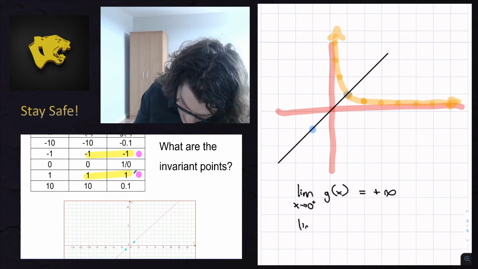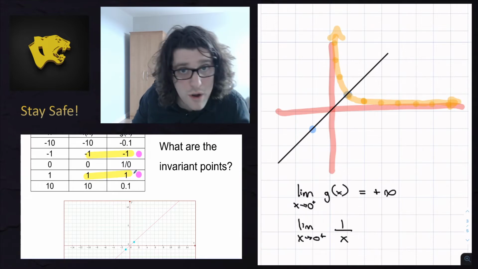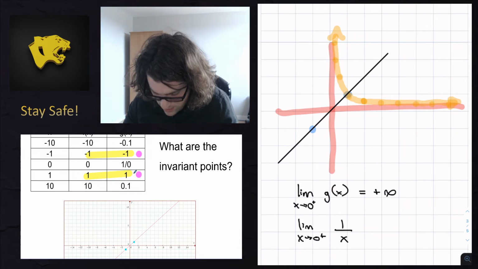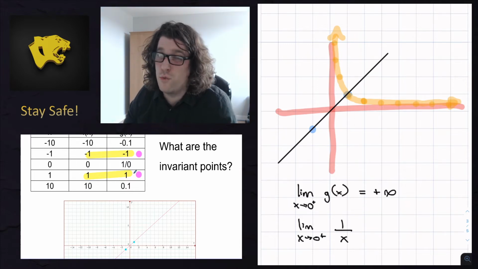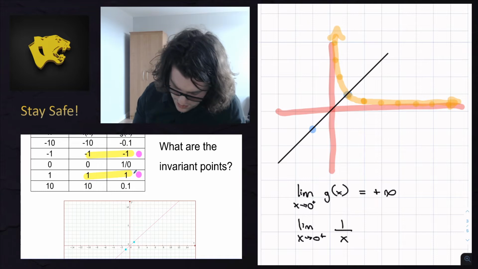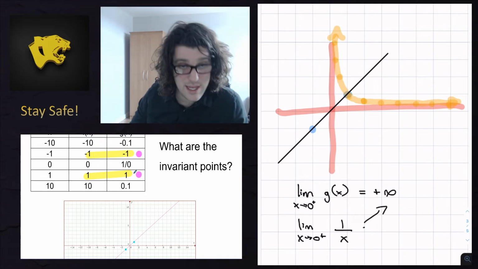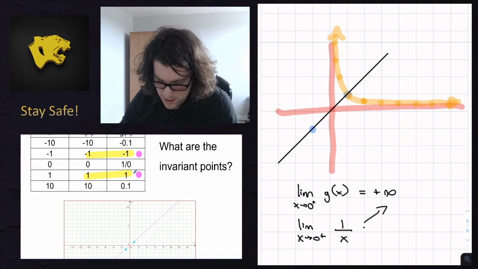Again, we would have the limit as x approaches 0 from the right of 1 over x is what we're evaluating. So it's a positive 1 divided by a really small positive number. That's going to blow up and give us that positive infinity. So it's going to look kind of like that.